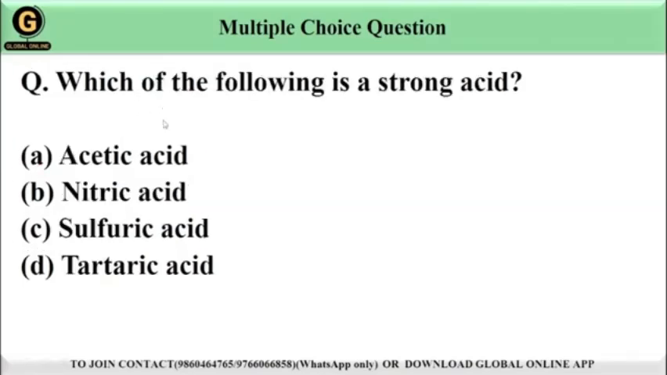Which of the following is a strong acid? Options are given: A. acetic acid, B. nitric acid, C. sulfuric acid and D. tartaric acid. Friends, sulfuric acid is a strong acid because it releases a large number of hydrogen ions when it is mixed with water, which makes it highly reactive.